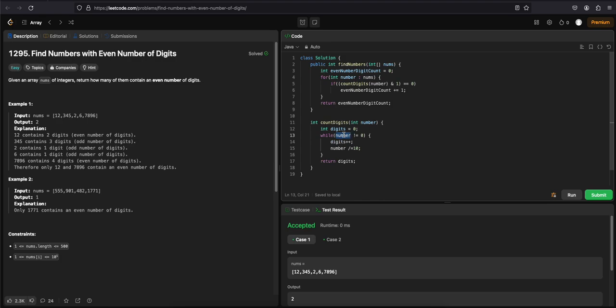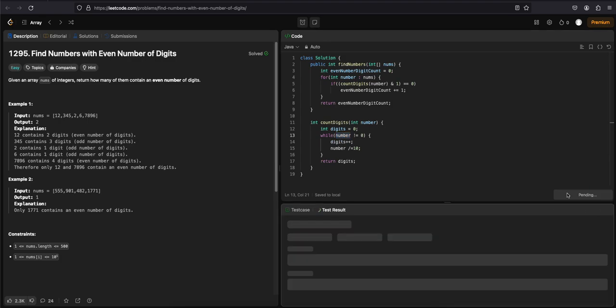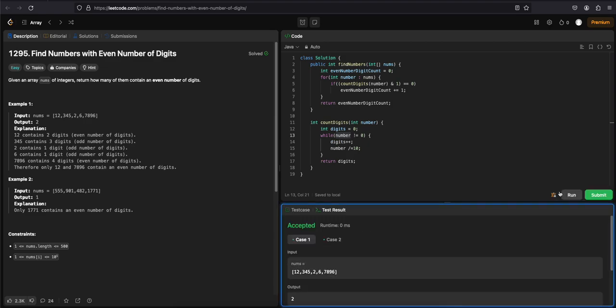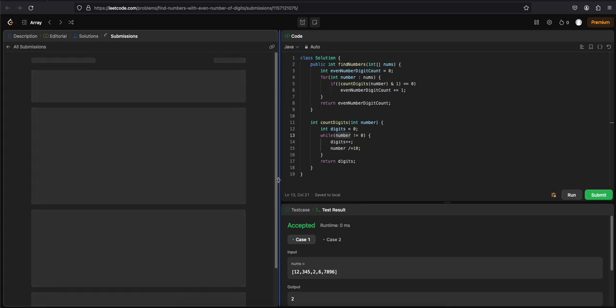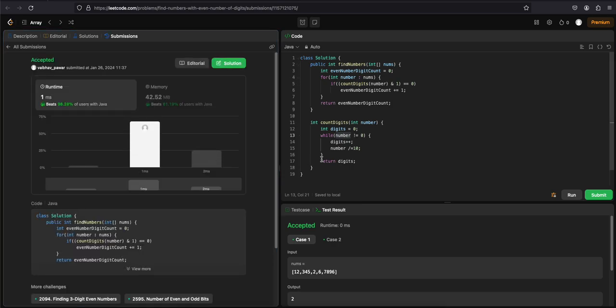This is how I'm getting the number of digits in the number. Okay, now let's run this. Yeah, let's submit. Yeah, this is how it will be. Thank you.